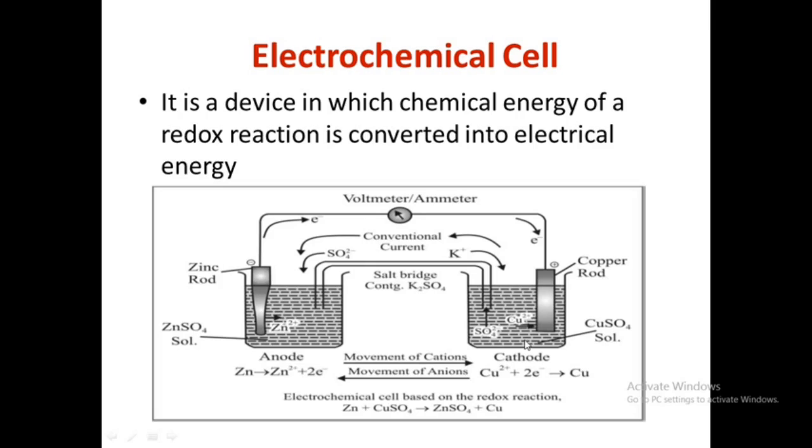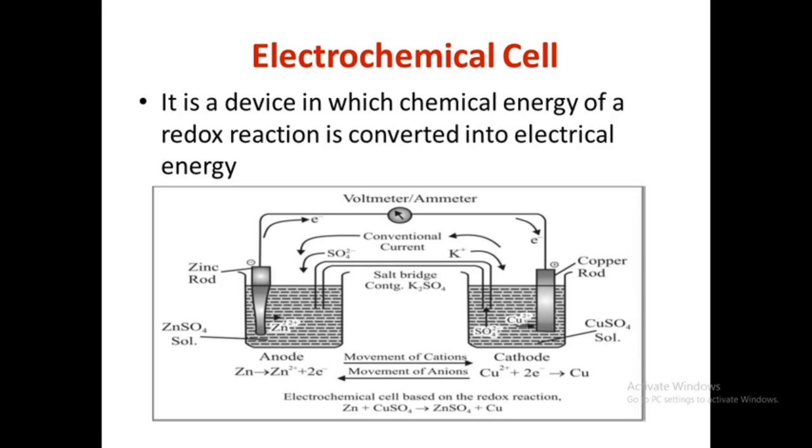That means in the zinc electrode, Zn2+ ions will come into the solution and the zinc rod will dissolve with time, and in the copper electrode, or the copper half cell, Cu2+ ions from the solution will deposit on the copper rod. That means the thickness of the copper rod will increase.